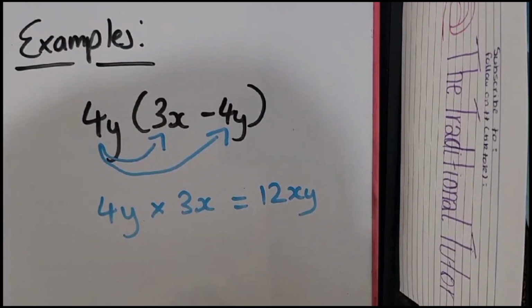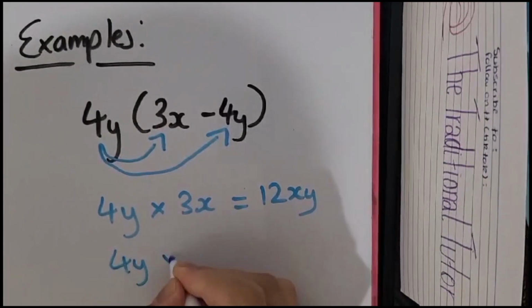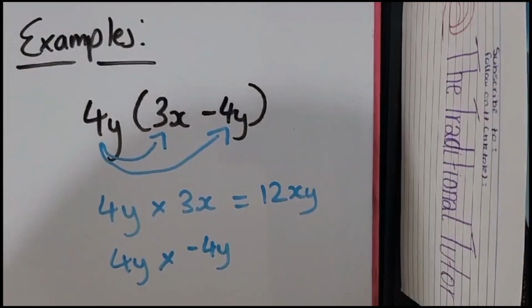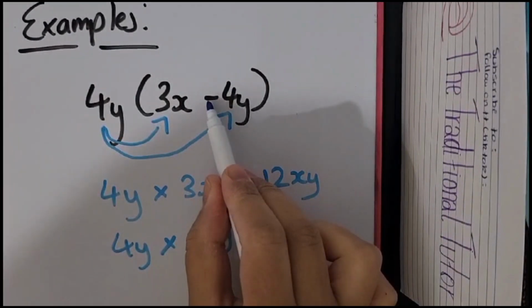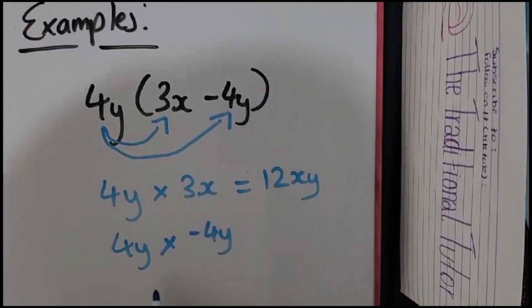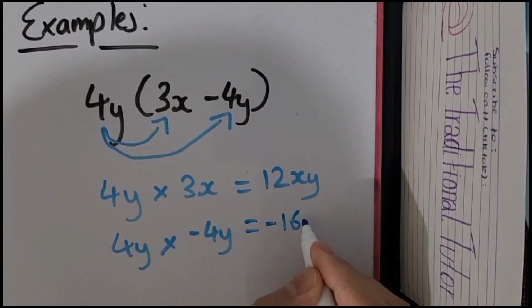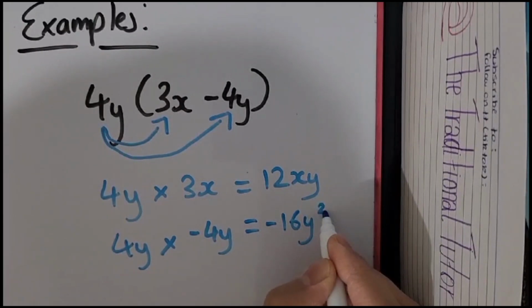And then what I need to remember to do is 4y times by negative 4y, okay? It's quite important that you include the signs in your multiplication as well, so that you're not forgetting about them, okay? So 4y times by negative 4y would give me negative 16y squared.